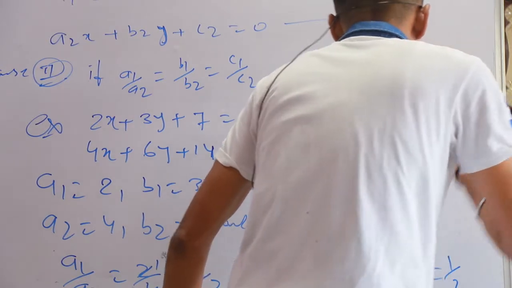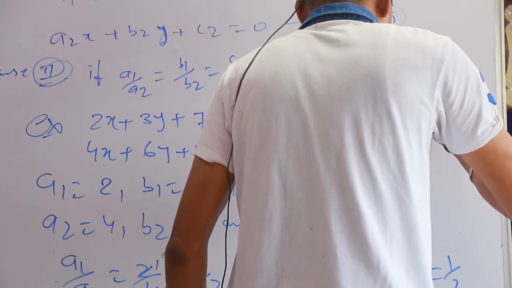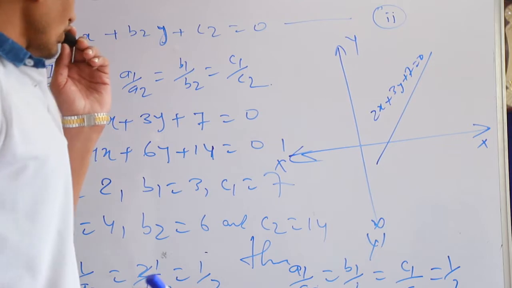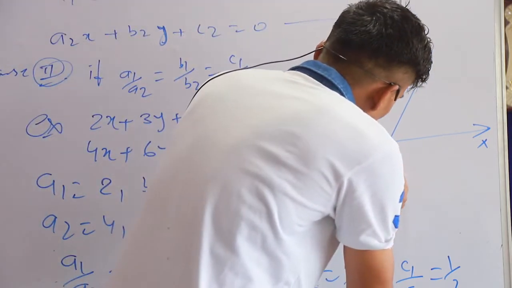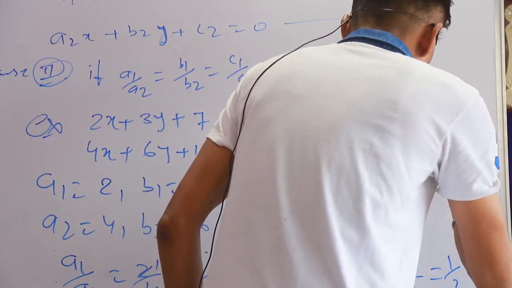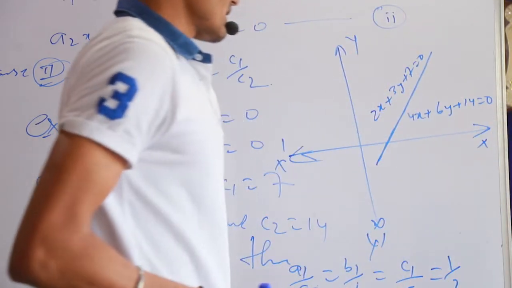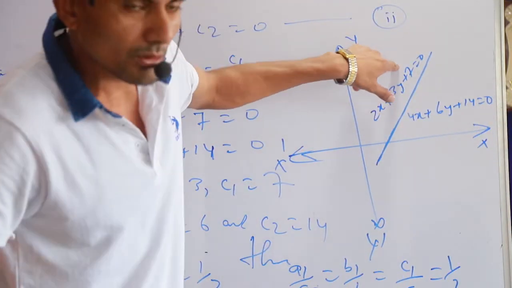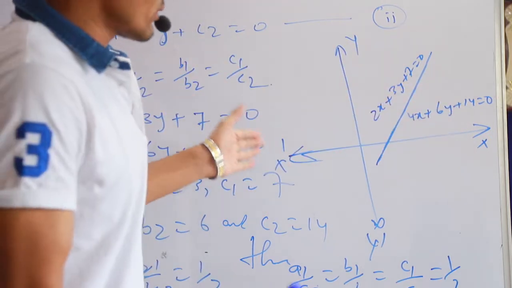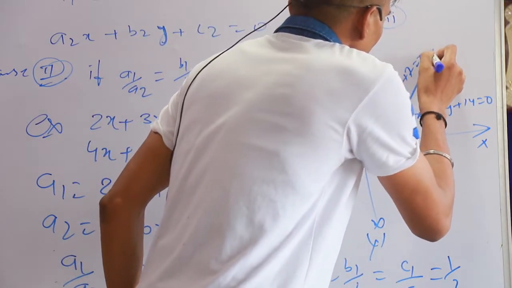For example, this is the graph of 2x plus 3y plus 7 is equal to 0. Then the graph of the other equation will also be on the same line. That means the graph of 4x plus 6y plus 14 is equal to 0. That means the graph of 2x plus 3y plus 7 equal to 0, and the graph of 4x plus 6y plus 14 equal to 0, both graphs will coincide on the same line. That means this line, only this line.